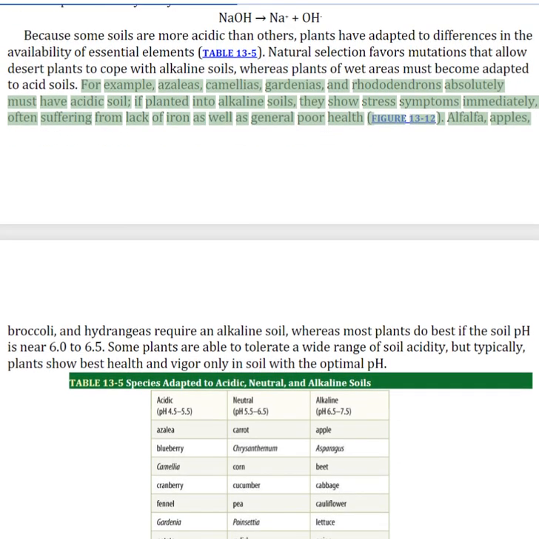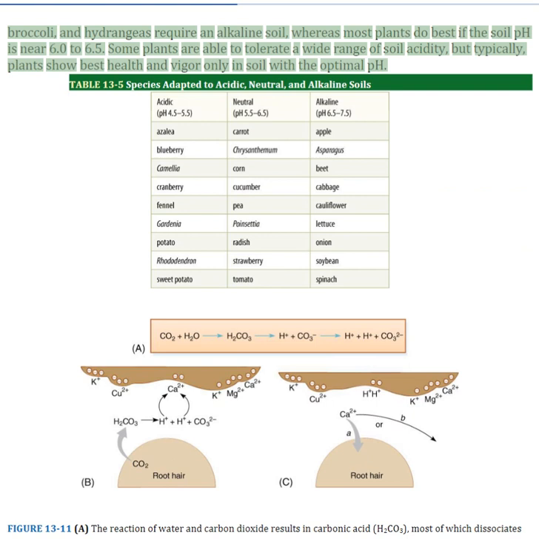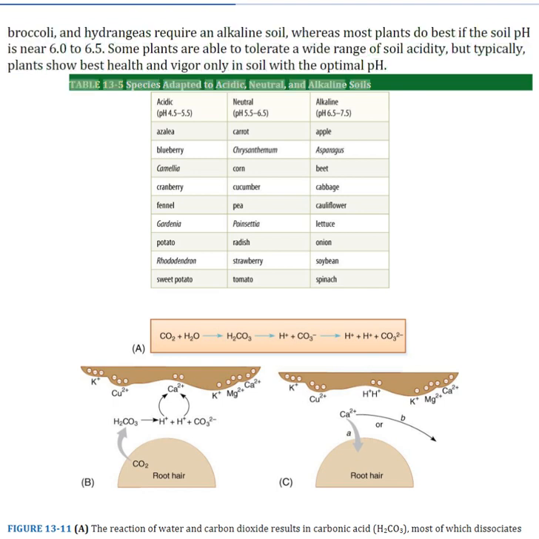For example, azaleas, camellias, gardenias, and rhododendrons absolutely must have acidic soil. If planted into alkaline soils, they show stress symptoms immediately, often suffering from lack of iron as well as general poor health. Alfalfa, apples, broccoli, and hydrangeas require an alkaline soil, whereas most plants do best if the soil pH is near 6.0 to 6.5. Some plants are able to tolerate a wide range of soil acidity, but typically, plants show best health and vigor only in soil with the optimal pH. Table 13.5: species adapted to acidic, neutral, and alkaline soils.